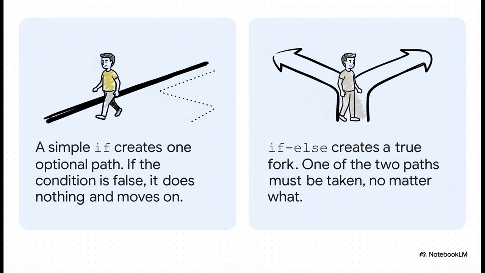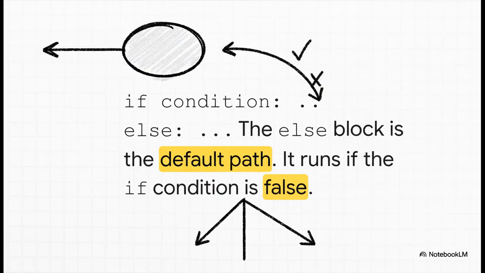The program has to choose a path. No matter what, one of those two blocks of code is going to run. It has to go left or it has to go right. There's no skipping the decision. And here's what that looks like in the code. We have our if with its condition, same as before, but right after it, we add the word else.